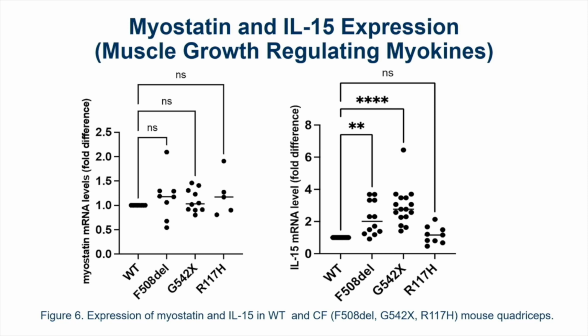However, when we looked at IL-15, which is involved in promoting myoblast differentiation, we found that when you compare the wild-type and the R117H mice, there's no difference in IL-15 expression. However, the Delta F and the G542X mice have a greater expression of IL-15 than the wild-type mice. Now, with this upregulation of IL-15 in the Delta F and G542X mice, we should be seeing an increase in muscle growth. However, we are not, and we are currently hypothesizing that that is due to the inability of the skeletal muscle to energetically accommodate that growth, because mitochondrial function in CF has been shown to be dysregulated. We are also hypothesizing that there might be competing signals with IL-15 that prevent the muscle growth that IL-15 would try to make happen.